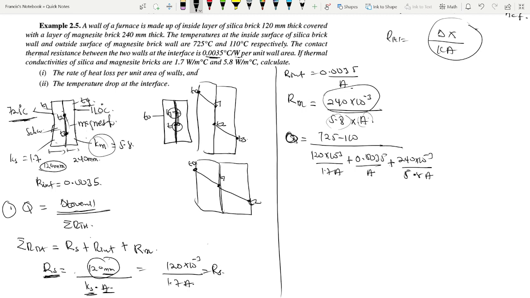You like that they all have A's, right? And then we don't have the area. The question wants us to find the rate of heat loss per unit area. So we can factorize our area out. And then we have Q equals 725 minus 110 all over 1 over area out, 120 times 10 to the minus 3 all over 1.7 plus 0.0035 plus 240 times 10 to the minus 3 all over 5.8.